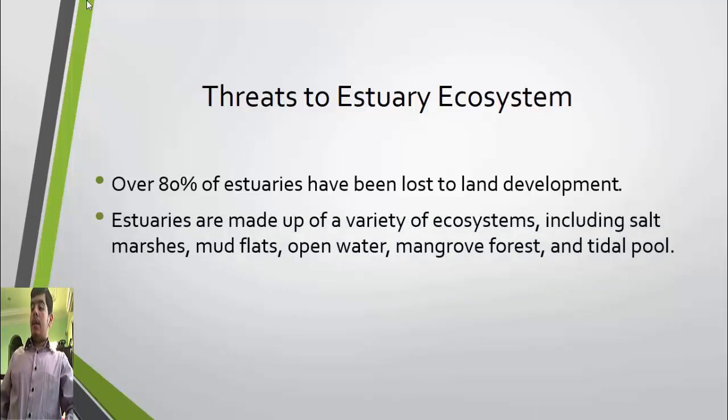Estuaries are made up of a variety of ecosystems including salt marshes, mudflats, open water, mangrove forests, and tidal areas. Those organisms, when they go to estuary, they are lucky. They are lucky to have this estuary for themselves. Yeah, because they cannot find estuary everywhere, and it's really hard to find estuary everywhere. It's because of tides and waves pushing estuary into the land and drying it out.